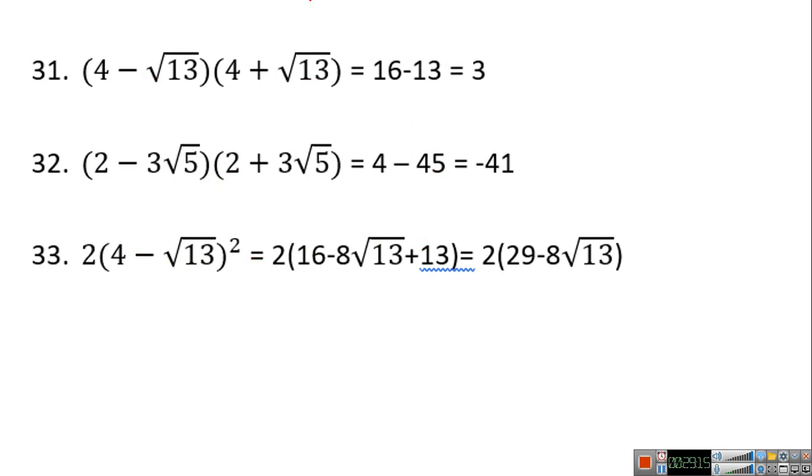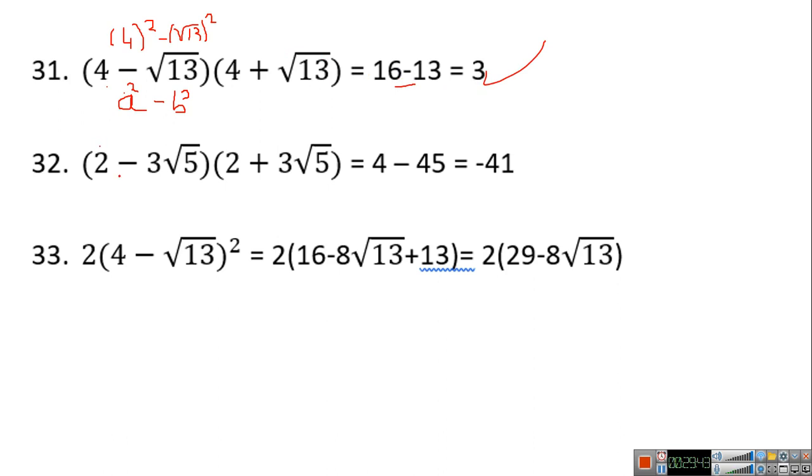Okay, here this is (a minus b) into (a plus b). Remember, it's a square minus b square, so a square, 16, minus root 13 all square. So it's 16 minus 13, because root 13 all square is 13, so 16 minus 13 is 3.